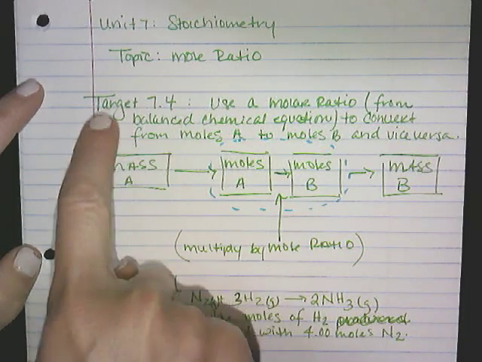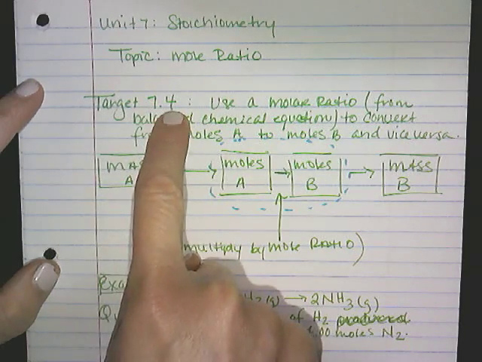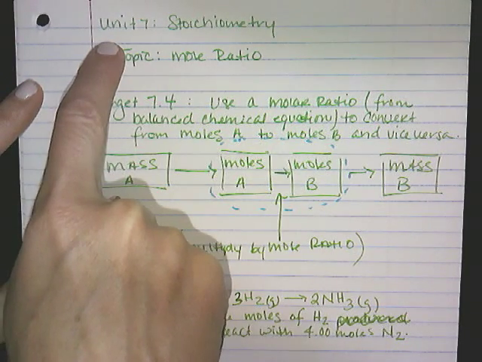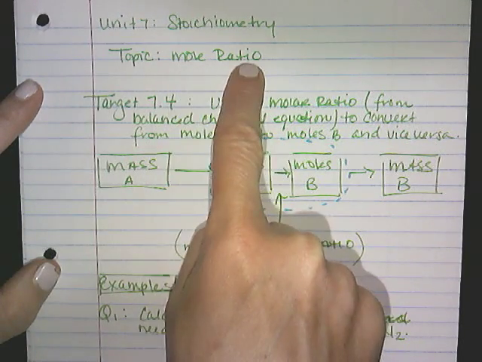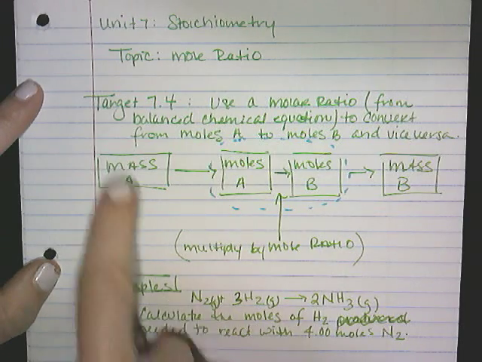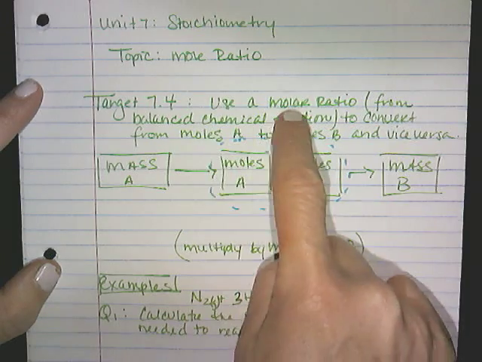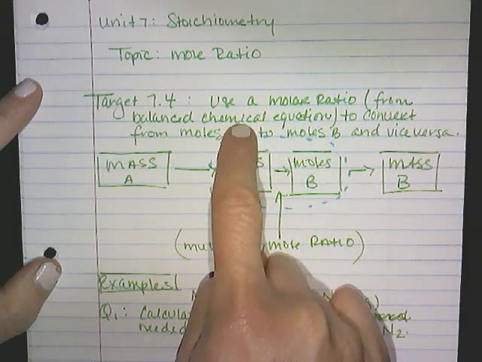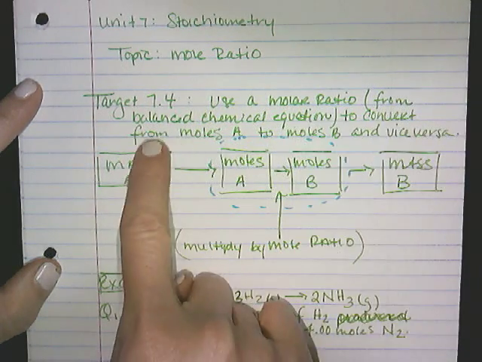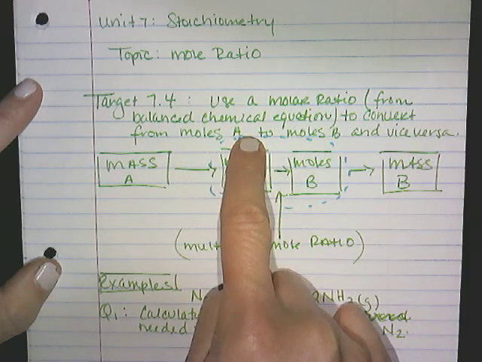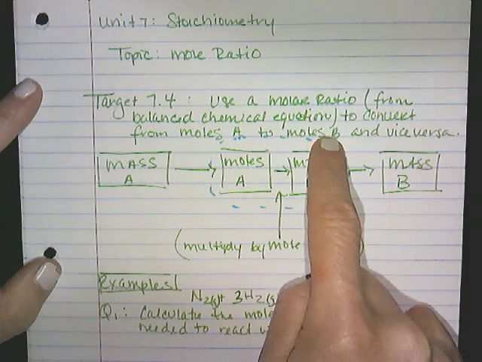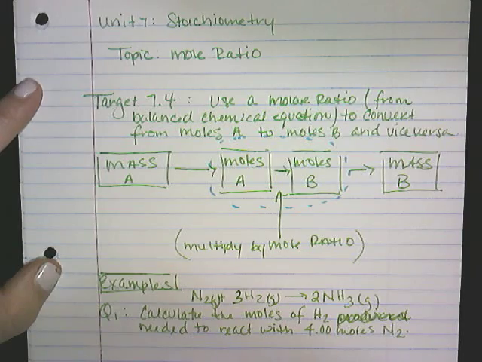This lesson addresses the target number 7.4 in Unit 7 in regards to the mole or molar ratio. Target 7.4 states that you should be able to use a molar ratio from a balanced chemical equation to convert from moles of A to moles of substance B, and vice versa.